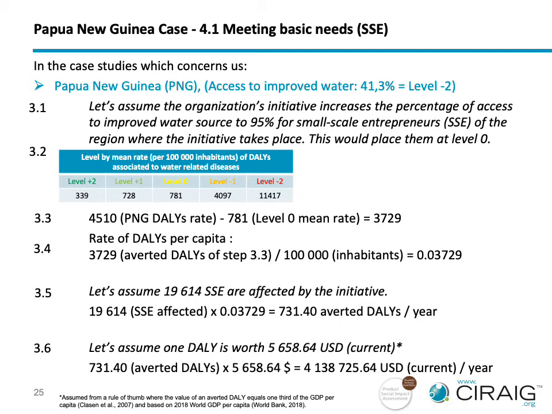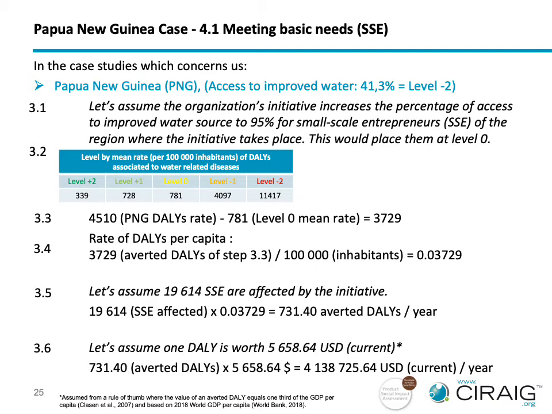Let's now assume, with the data we had on hand, that 19,614 small-scale entrepreneurs are affected by the initiative in place. If we multiply this number of affected stakeholders by the number of averted DALYs per capita, we get an amount of 731.4 averted DALYs per year with the new initiative implemented by the company in Papua New Guinea.